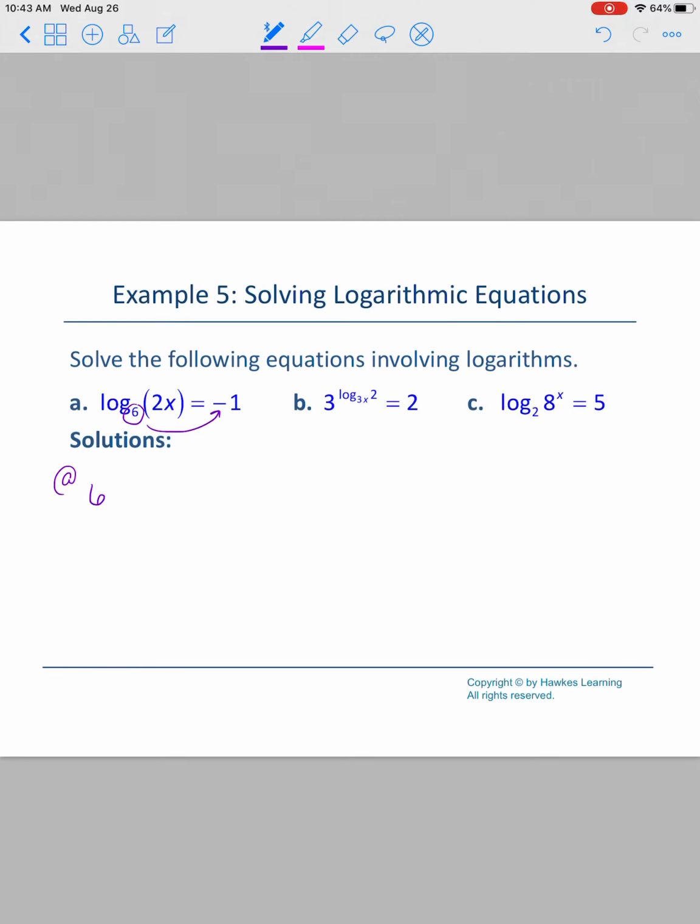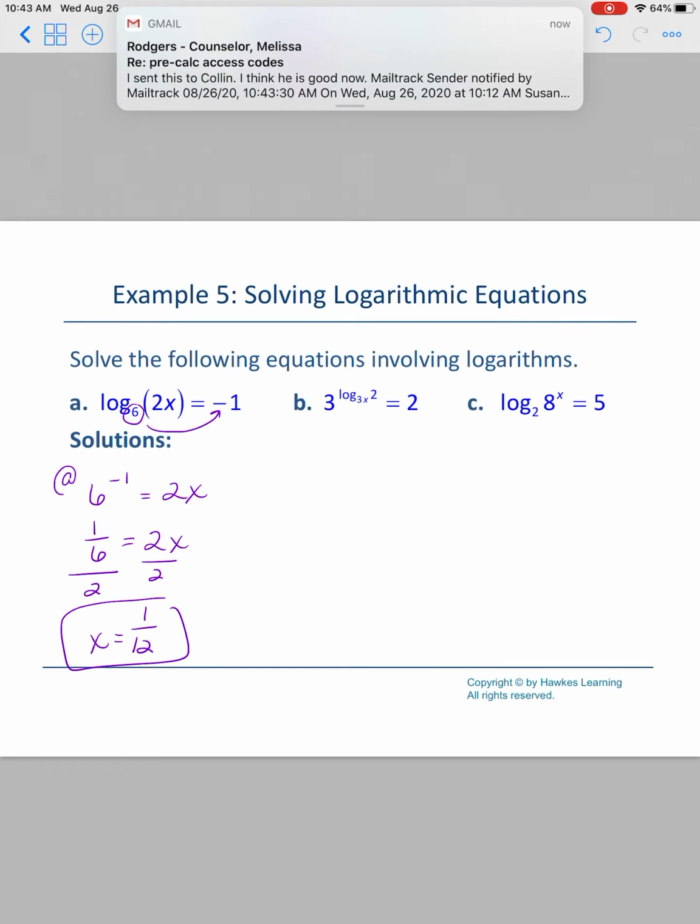Base is 6 to the power of negative 1 equals 2x. Okay, well 6 to the negative first power is just a number. I take the reciprocal and it gives me 1/6 equals 2x. Can I solve for x? I can by dividing by 2. And 1/6 divided by 2 is 1/12. So x equals 1/12.